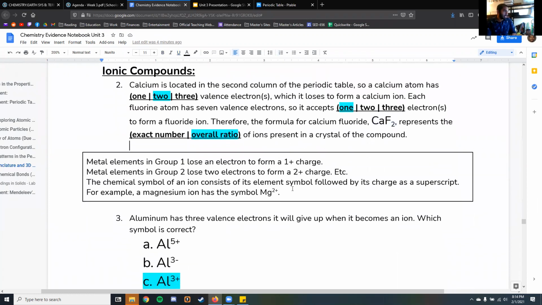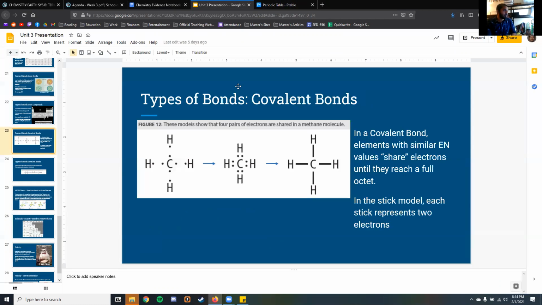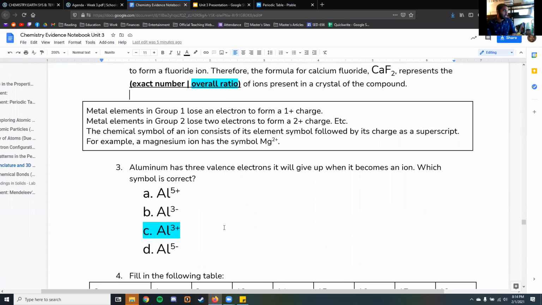All right. And here's what I said, just in text form. If you're in group 1, you're going to get a +1 charge. You're in group 2, a +2 charge. In group 13, a +3 charge. And then in group 14, +4, -4, it depends. All right. And so the question here is for aluminum. Aluminum is giving up electrons.